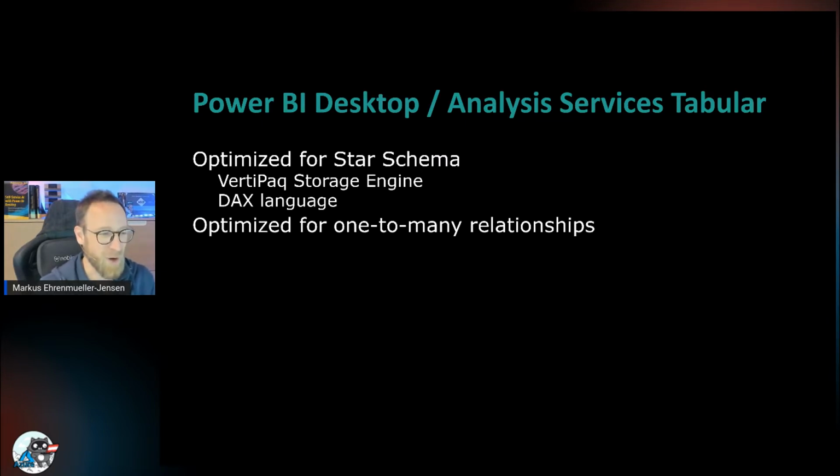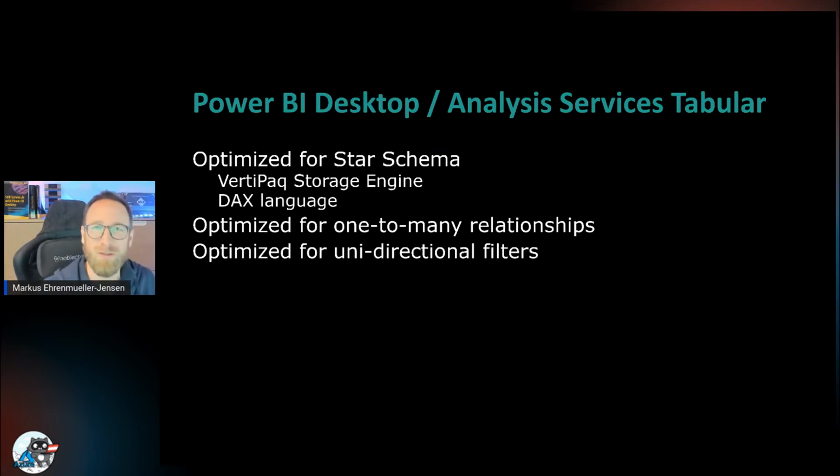Also, is the system optimized for one-to-many relationships? Yes, we can have one-to-one and many-to-many relationships in Power BI Desktop and Analysis Services, but it's optimized for one-to-many relationships. And it's optimized for unidirectional filters. That means that filters go from one table to the other, but not the other way around, only in one direction. That means if you're new to Power BI Desktop, if you're new to data modeling, please read about everything you can get your hands on about star schema, about one-to-many relationships, about unidirectional filters, because this is what you should do.